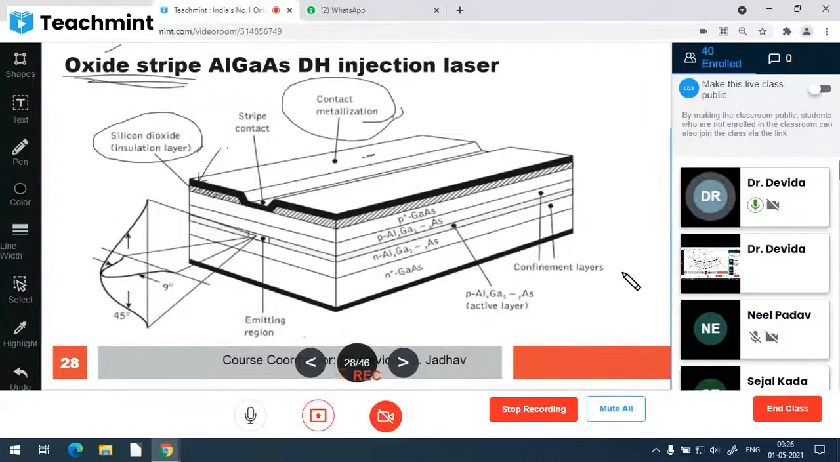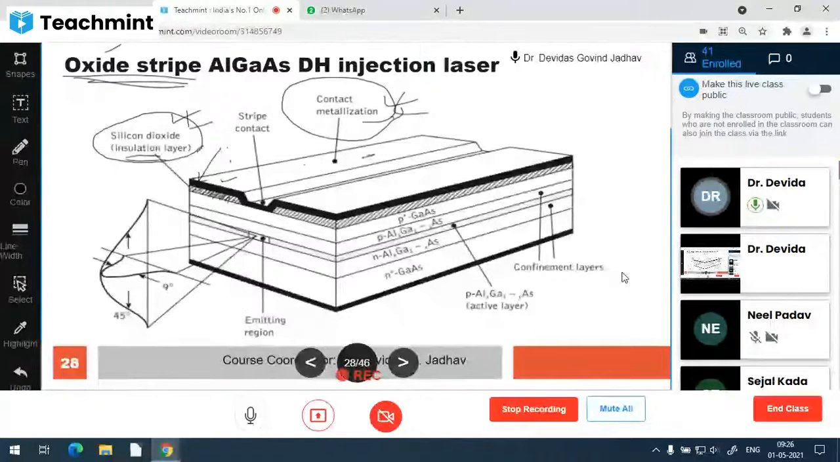So contact metallization is there. That is the metal on the first layer, and this metal makes the electrical contact. The second layer shown is silicon dioxide, SiO2, an oxide of the semiconductor, which is the insulation layer. Silicon dioxide is nothing but silica. So this insulation layer is under the metal layer.